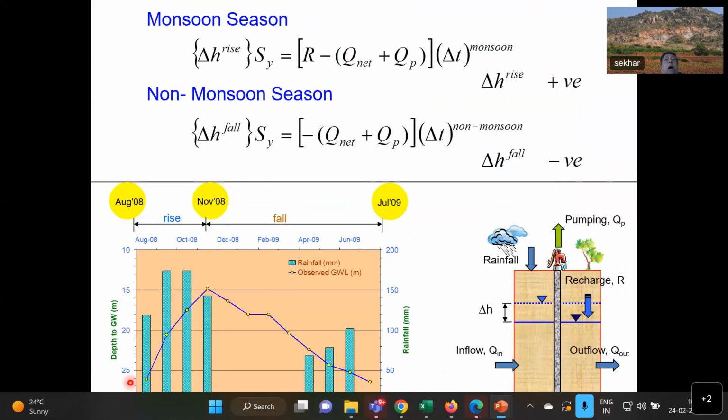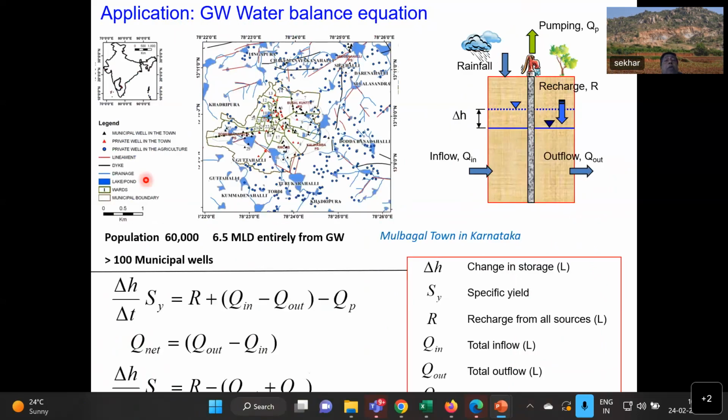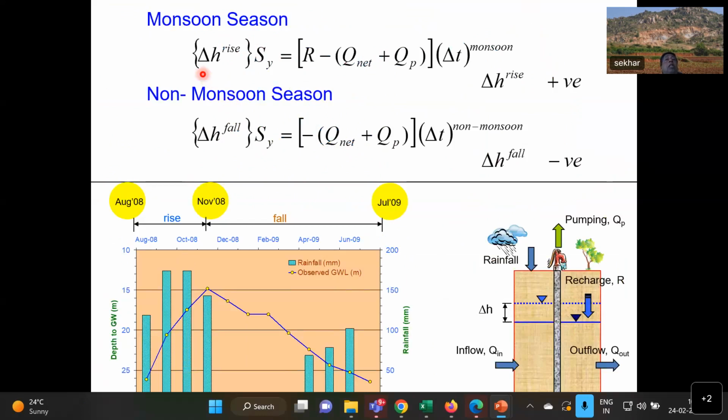I'm giving you an example of what is done operationally in our country. This is a simple example of how to use it operationally. If you are interested, you can see the Groundwater Estimation Committee methodology, which follows a similar approach. So this is done across the country. The idea is that this equation is split into two halves: you write it for the monsoon season and the non-monsoon season.